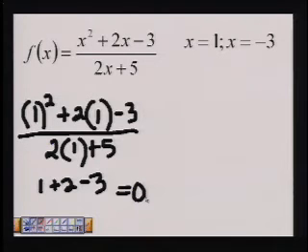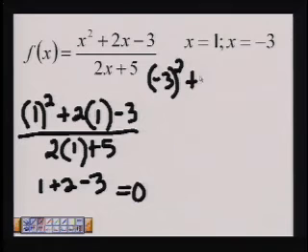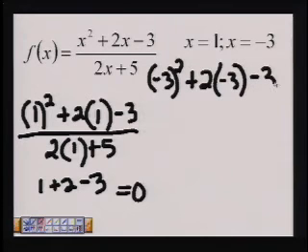Now let's try -3. -3 squared plus 2 times -3 minus 3. And thinking about what we just said, the bottom doesn't matter on this fraction. The denominator isn't significant. We want the numerator to be 0. So as long as this equals 0, I'll be good.